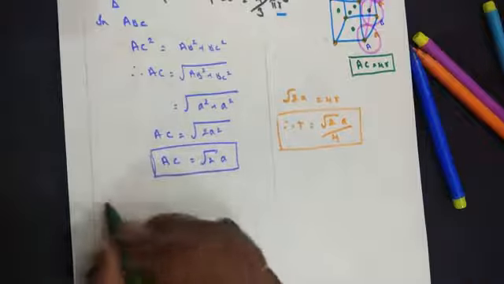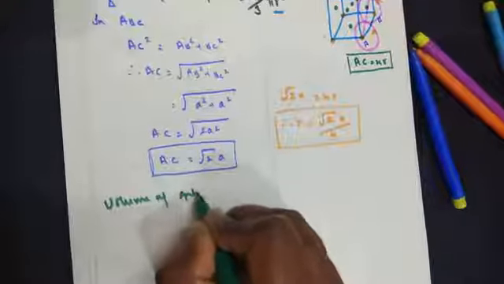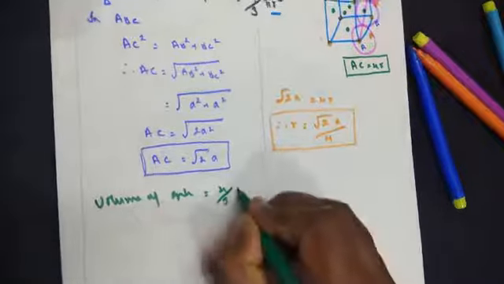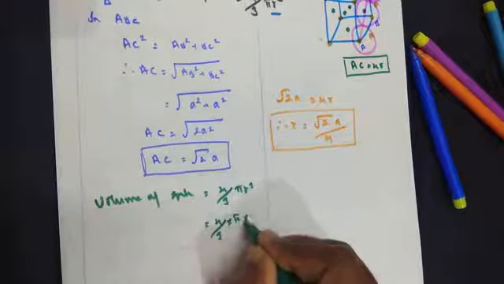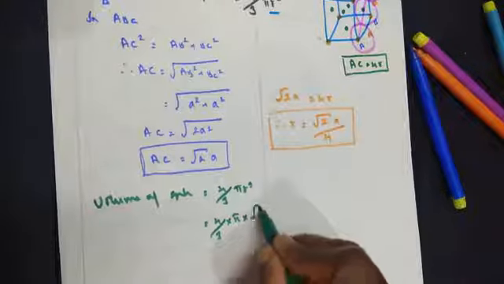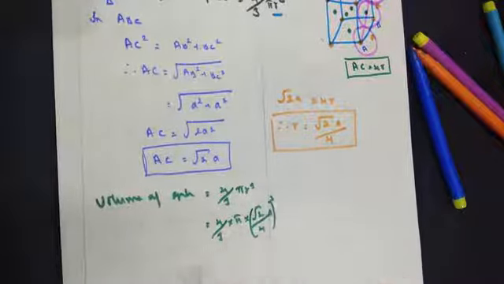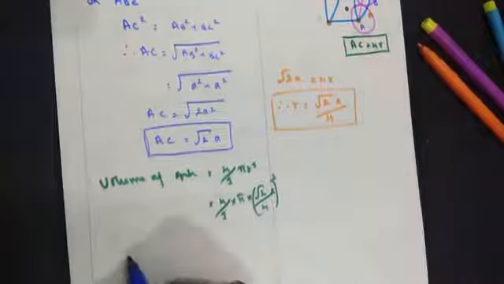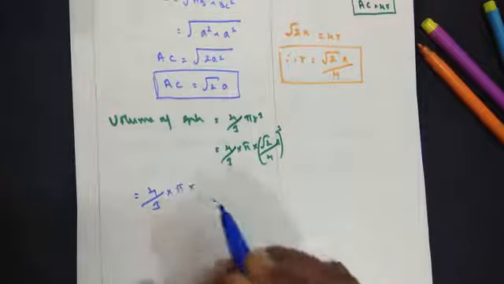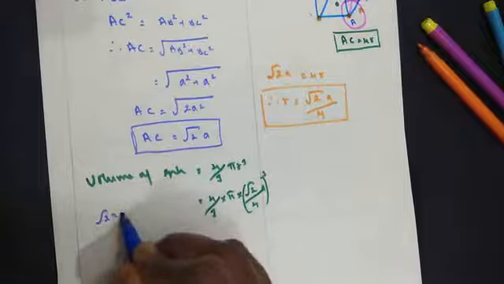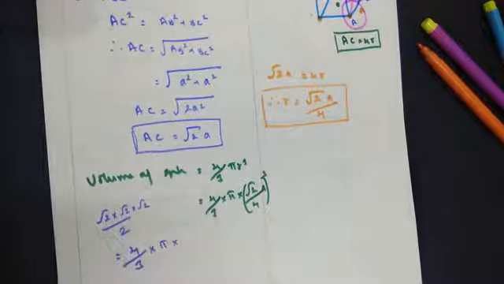So, therefore, the volume of the sphere formula is equal to 4 by 3 pi r cube. So 4 by 3 into pi into, what's the value of r? r is equal to square root 2 by 4 into A, the whole cube. If we expand this, we will get 4 by 3 into pi into square root 2 into square root 2 into square root 2. These two will give us 2 as the answer.